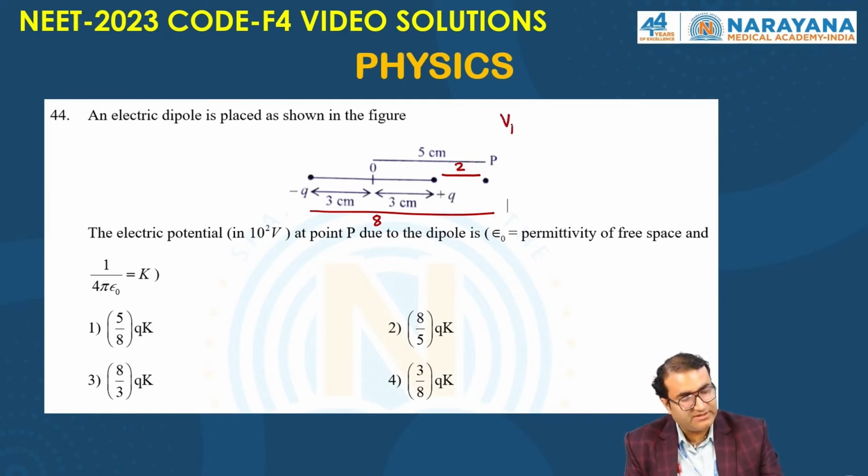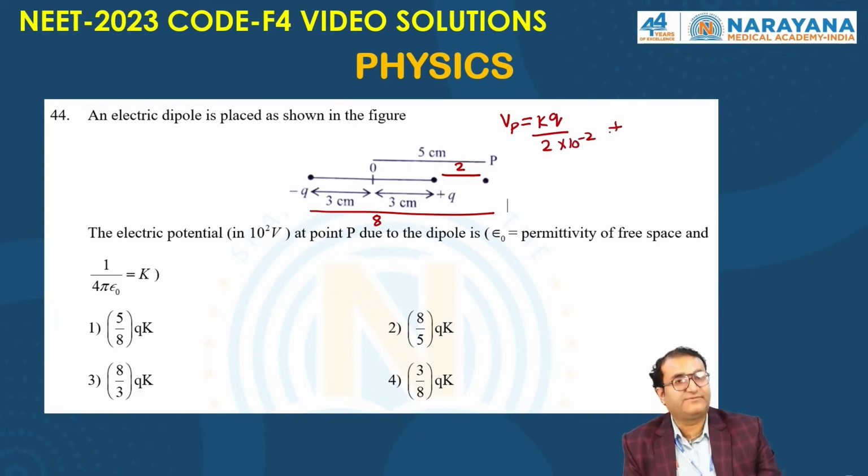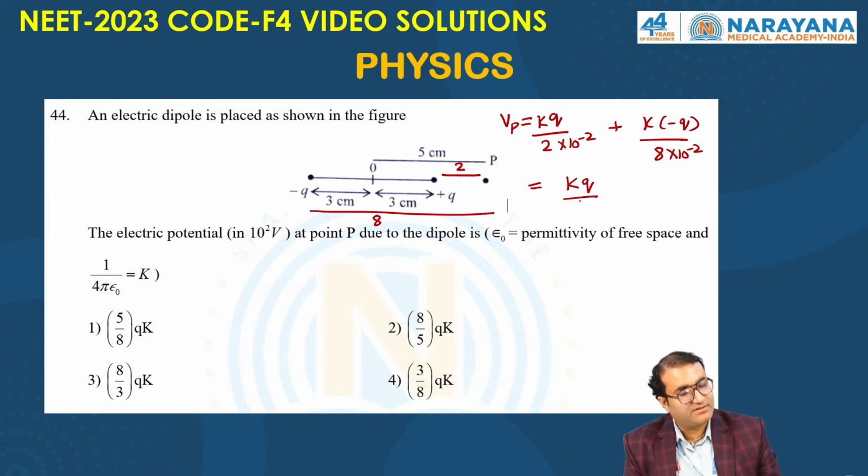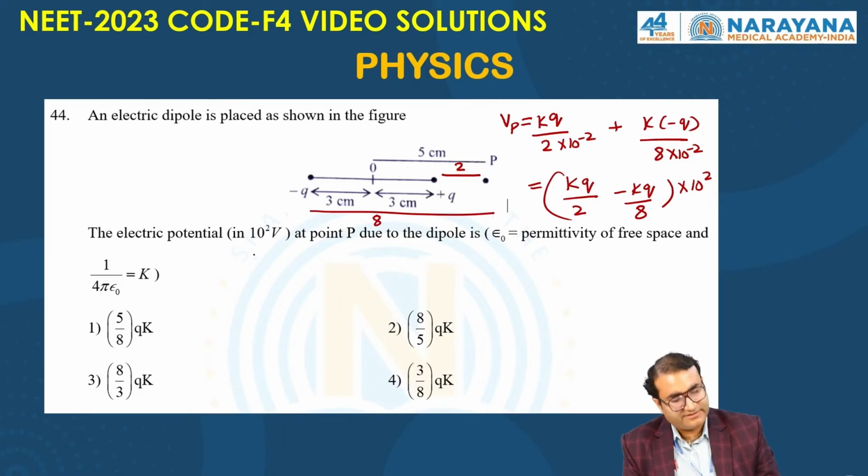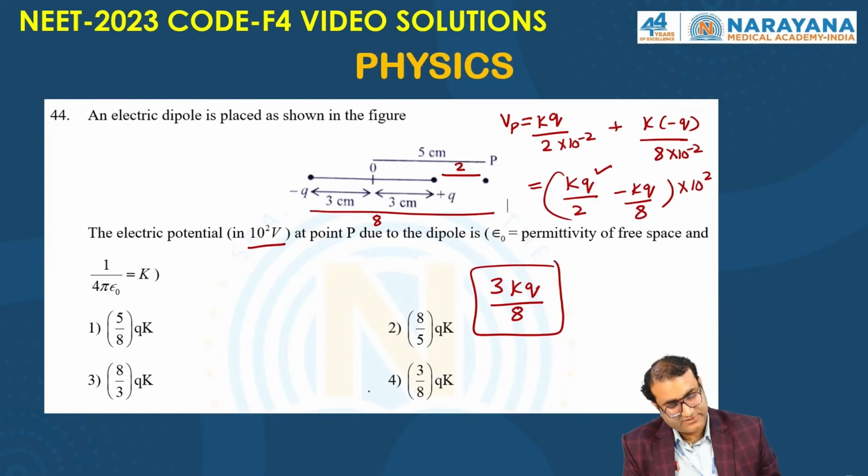So potential at point P due to charge Q is KQ by 2 into 10 power minus 2, because centimeter you have to convert into meter. And due to minus Q, it is K into minus Q by 8 into 10 power minus 2. So it is KQ by 2 minus KQ by 8 into 10 power 2. 10 power 2 we will remove because already it is 10 power 2 times V. So this thing we have to calculate. Taking LCM we will get it as 3 KQ by 8. We'll go with the fourth option here.